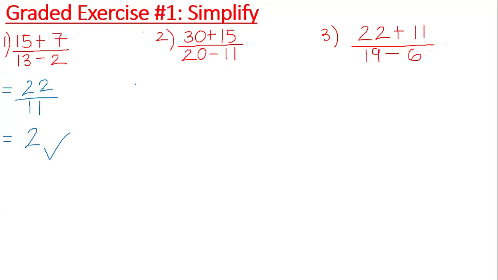All right, number 2, any volunteers for number 2? I can do it. Go ahead, Tiffany. Okay, you do 30 plus 15 will give you 45. And when you take 11 from 20, that will give you 9. Good. And then you divide 9 into 45, that will give you 5. Good. Did anyone else get 5 for number 2? I did. Excellent. Good.